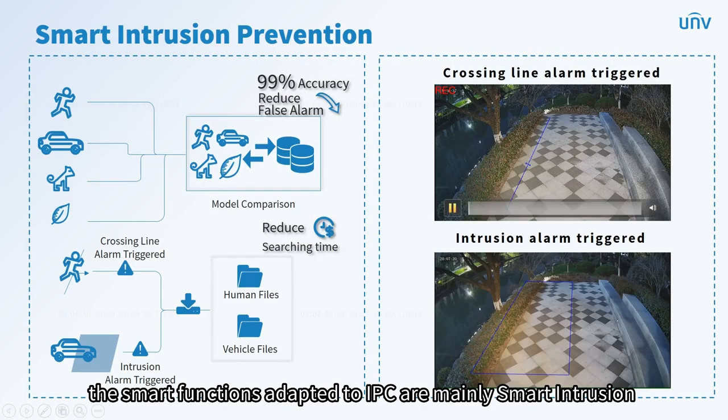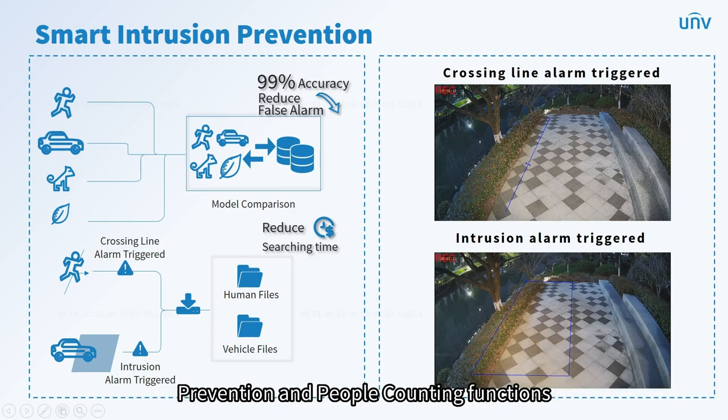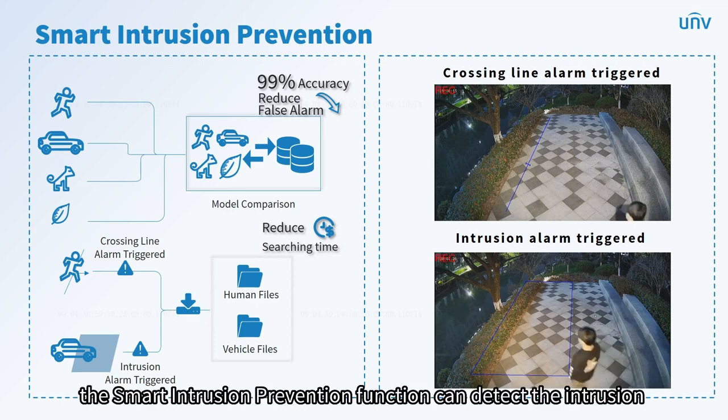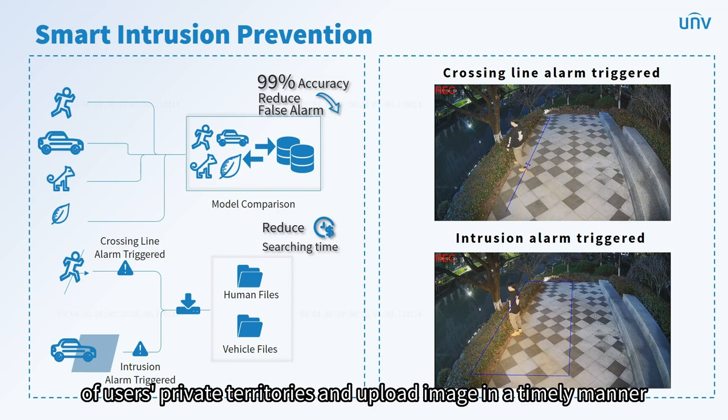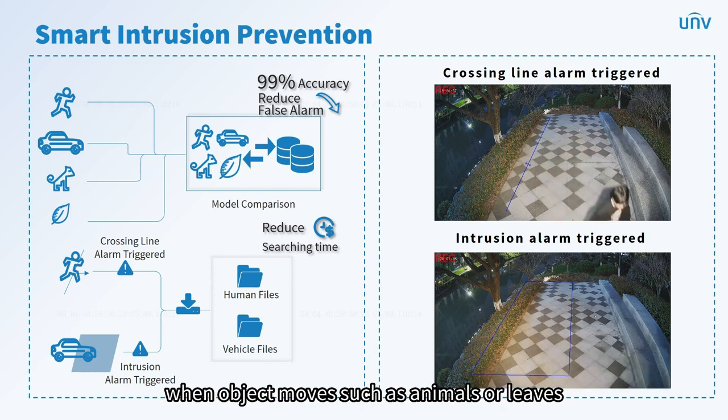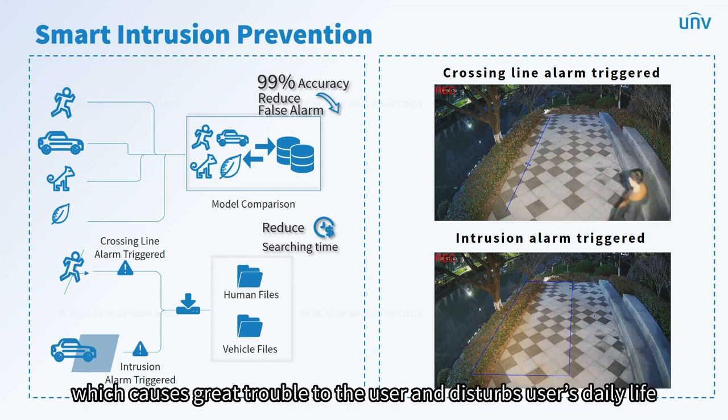The smart functions adapted to IPC are mainly smart intrusion prevention and people counting functions, applied to Prime and Pro series. The smart intrusion prevention function can detect the intrusion of users' private territories and upload images in a timely manner. We often encounter the situation that the user is alerted when objects move, such as animals or leaves, which causes great trouble to the user and disturbs users' daily life.